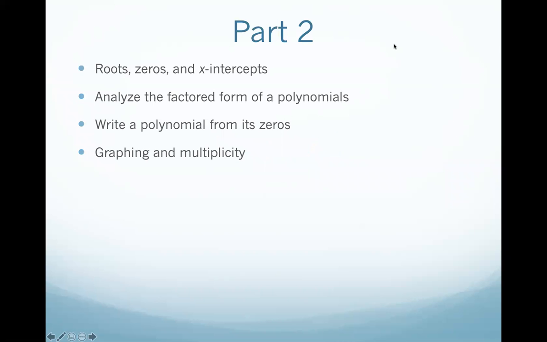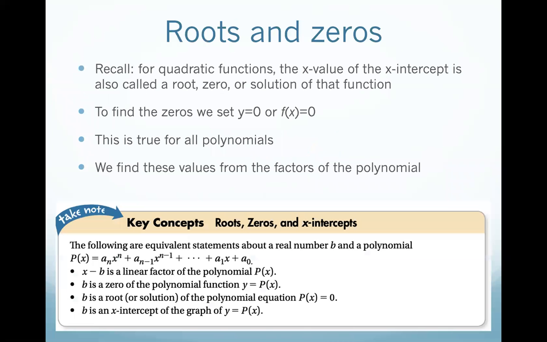Welcome to the Chapter 5, Part 2 notes. In this section, we're going to be looking again at roots, zeros, and x-intercepts and relating that to what we already know from quadratic functions. Then we're going to be analyzing the factored form of polynomials, writing a polynomial from its zeros, and then looking at graphing and multiplicity. So let's start by looking at roots and zeros.